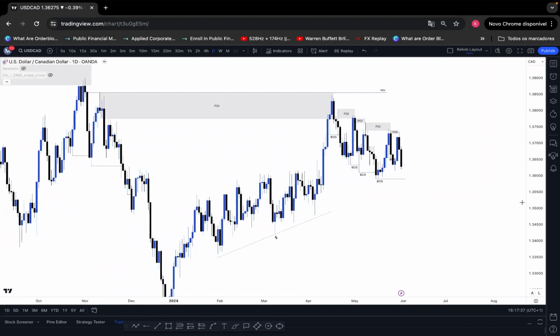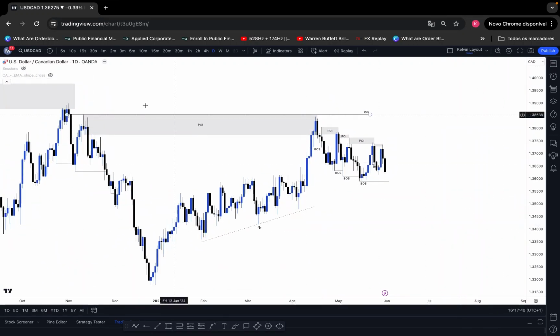We don't need the weekly. It's basically the same thing. But on the daily, we can see that we had this nice change of character, mitigation, second break of structure. Price comes into this daily supply zone right here. So we expected to see price coming eventually to take out all this trend line liquidity that we're seeing here.